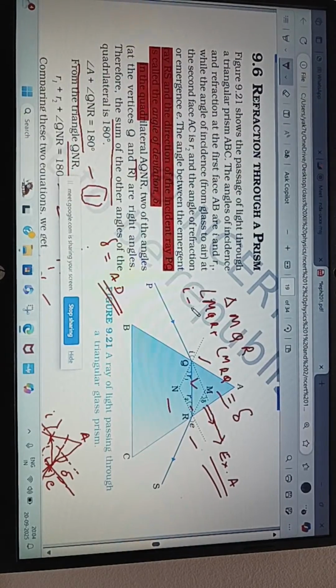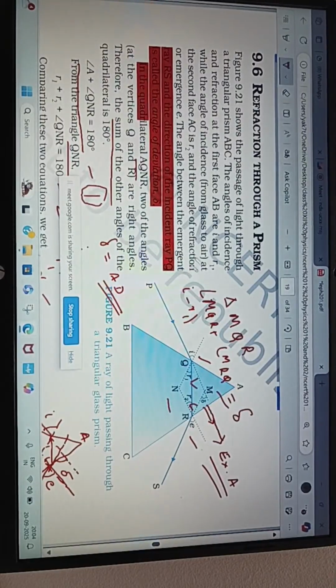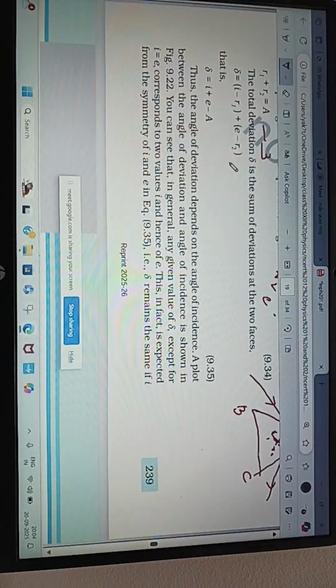I minus R1, correct? Yes, sir. And MRQ, this angle, plus, tell me, plus E minus R2, very good, is equal to delta. That is only written here, you see. Very simple. This is understood. Fourth one.